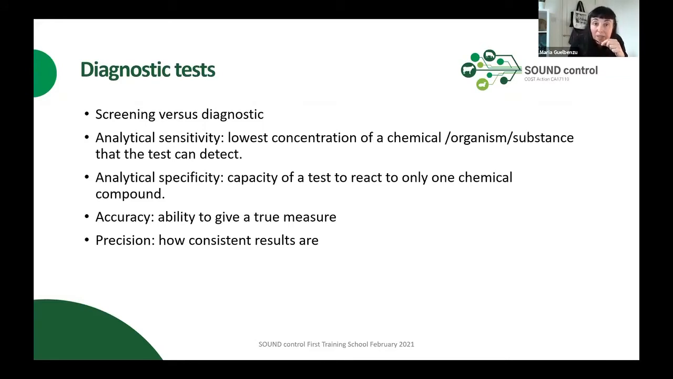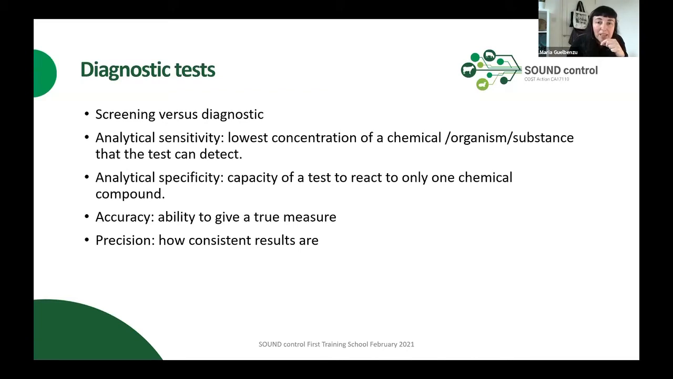The analytical specificity then is the capacity of the test to react only to one chemical compound. And in fact, in some cases, in some PCRs, it's also necessary to make sure that it's not going to react with other genetic material present in the sample. And then a couple of concepts that if you work in diagnostics, you will be familiar with is the accuracy of your test, so the ability to give a true measure. And then also precision is just about how consistent results are, whether they are accurate or not. Because as you know, the repeatability is one of the characteristics of our test.